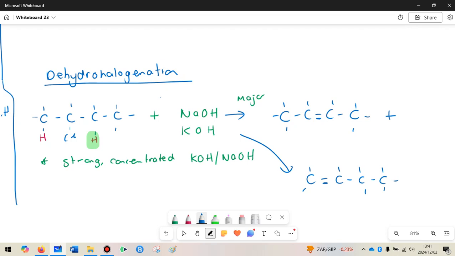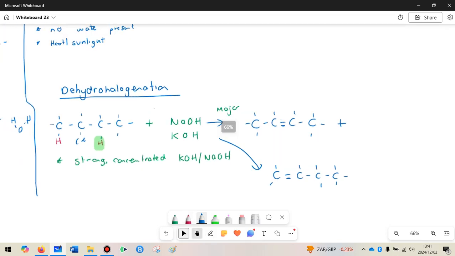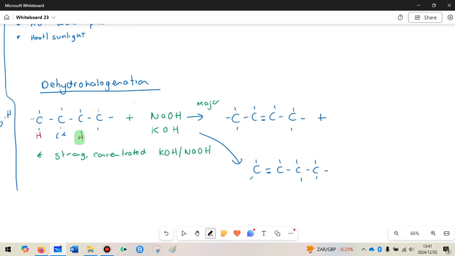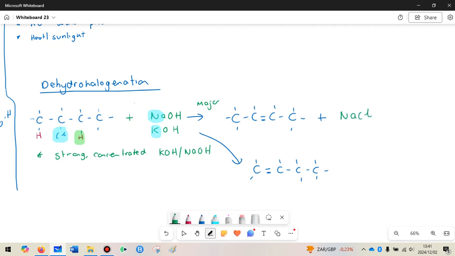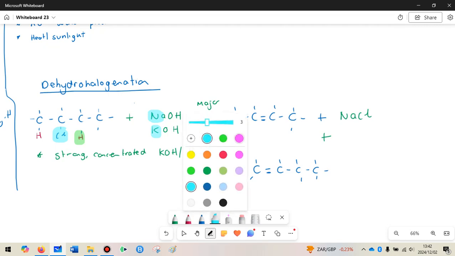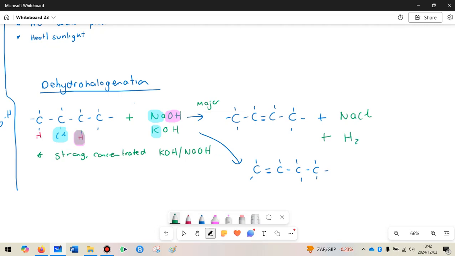Okay, now we just must be careful because there's other products that are also going to form here. So first of all, the Cl that I kicked out is going to bond with the Na or the potassium, depending on which one you added, and it's going to form NaCl. And then your OH that is left over is going to bond with the H that was kicked out, and it's going to form water. Okay, and it's the same for the minor product.